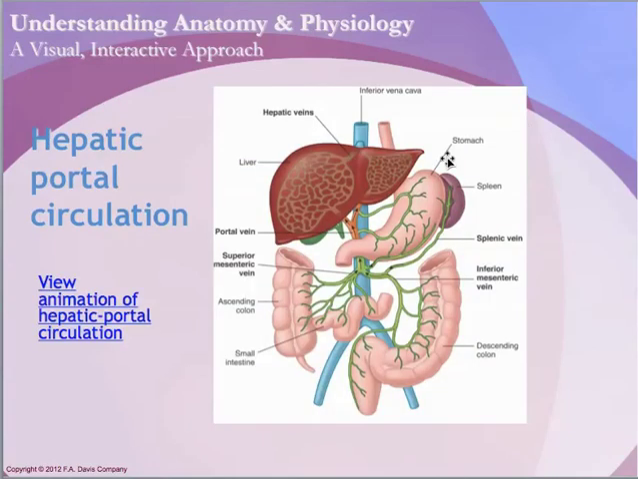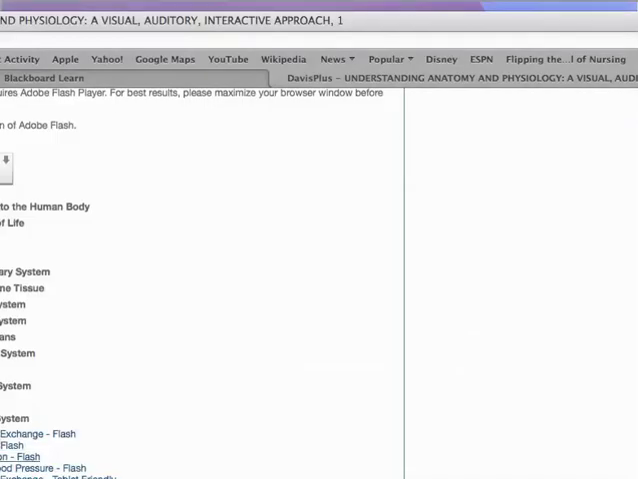One thing I do want to show you here is hepatic portal circulation. Basically the liver's job is to clean the blood of toxins. You don't need to know all the different steps of this, but you need to know this in a general sense of what happens here. So I'm just going to go ahead and show you the animation.